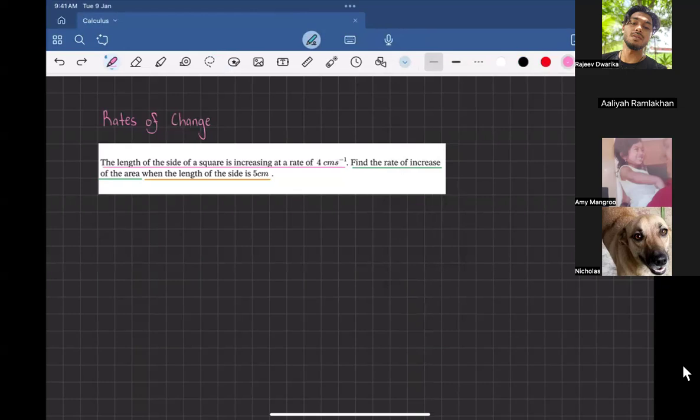Correct. So if we were to come up with a differential expression for that, you would say d what over d what. So dy dx means the change in y over the change in x, or the change in y with respect to the change in x. So what would this be? The change in length with respect to time. Correct.